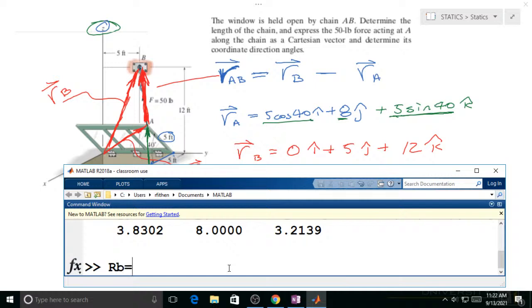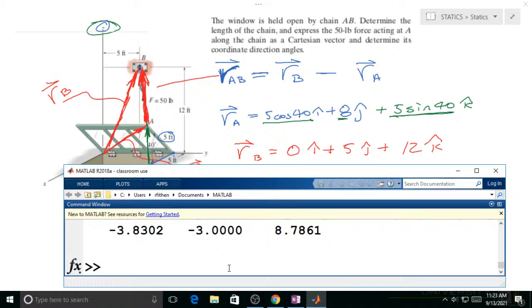RB, that one's a little easier. 0, 5, and 12. Now, if I want to know the vector that goes from A and ends up at B, I'll list it as RAB, and I'll say it's RB minus RA. So there it is. It's just some numbers.